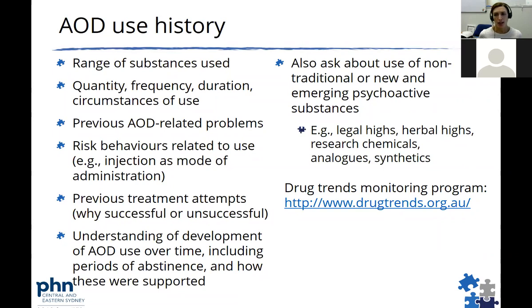Clinicians should also try and gain an understanding of the development of the client's AOD use over time, including any periods of abstinence and how these were supported. Also ask about the use of any non-traditional or new psychoactive substances, which are substances produced to mimic the effects of illegal drugs, and these can be referred to by a range of different names, including legal highs, herbal highs, research chemicals, analogues, and synthetics, and more information about these can be found through the Drug Trends Monitoring Program.